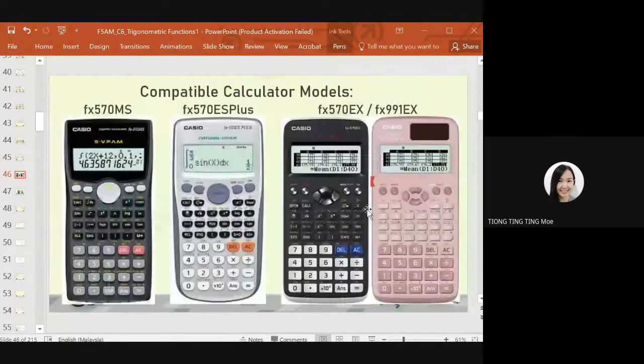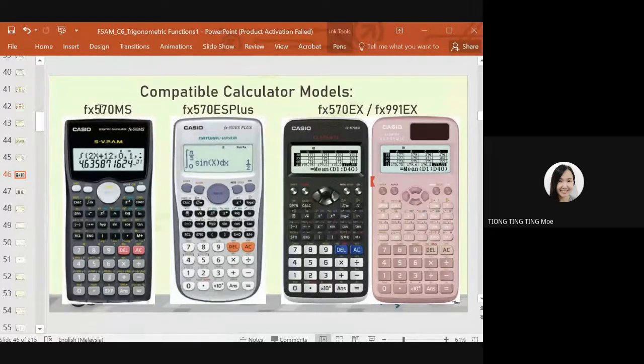Today I want to show you, because I found that still a lot of students are confused about the calculator model they are going to use. So today I'm going to show you what types of compatible calculator models. I'm not lending it to you, you buy yourself. These are what we can use for SPM and also in your university. This we call the non-programmable calculator. You can bring it to the exam hall for your exam.